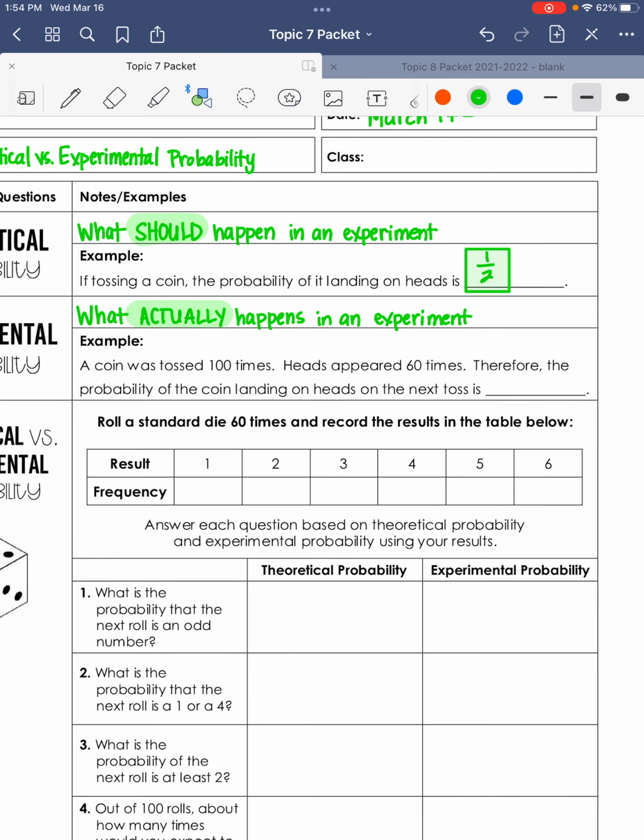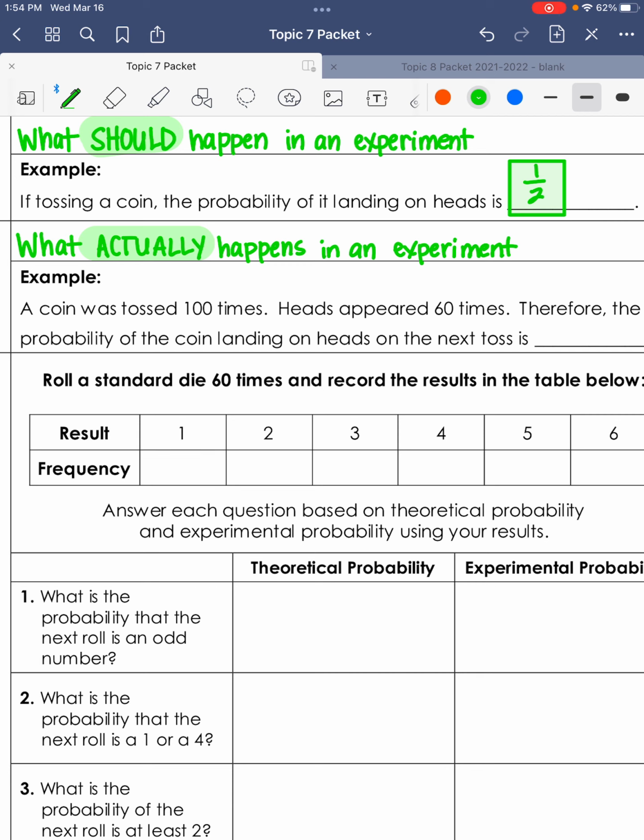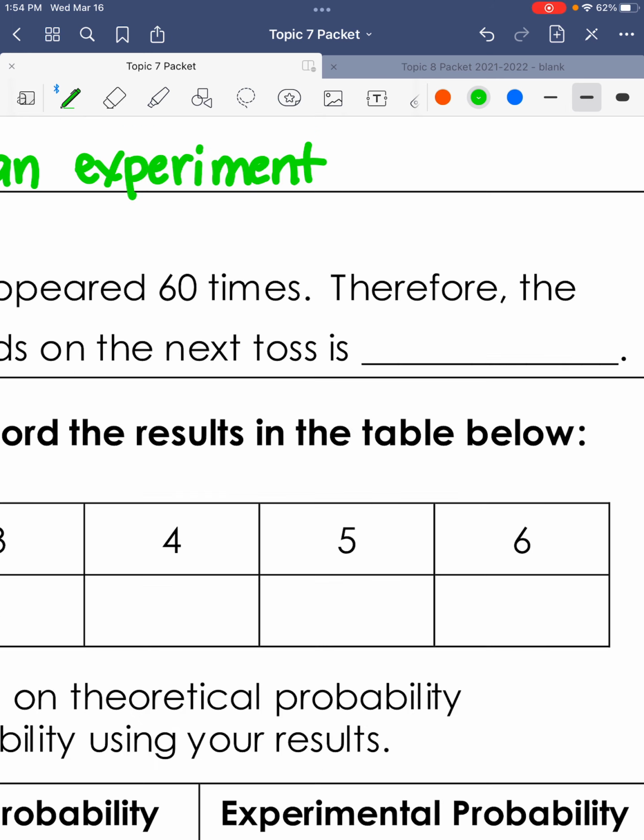Okay. Now, experimental probability is what actually happens in an experiment. So, for example, if a coin was tossed 100 times, heads appeared 60 times. Therefore, the probability of the coin landing on heads in the next toss is, well, I'm going to say 60 over 100. Now, that's a fraction I can reduce.